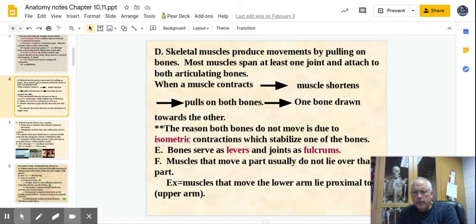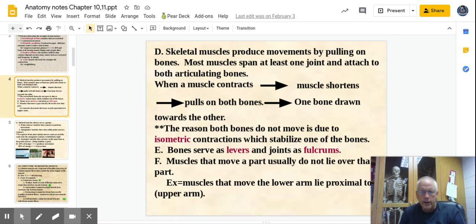The reason both of those do not move is due to what we call isometric contractions. We'll talk more about this later. But we have some partial contractions that help stabilize, so we're just not having our arms and legs fly all over the place. Okay. Muscles or bones serve as the levers, and joints are the fulcrums.